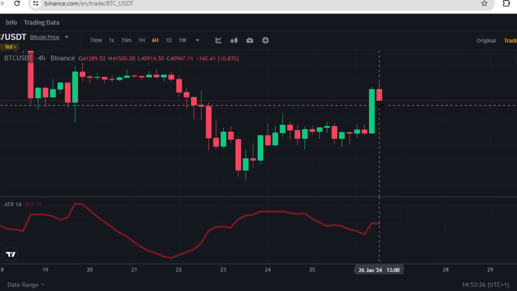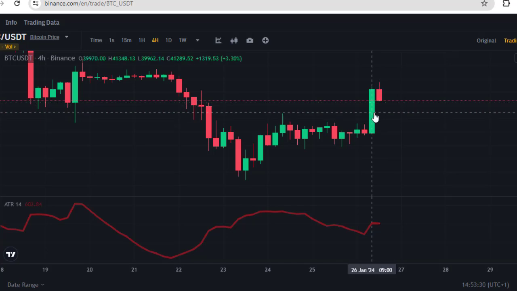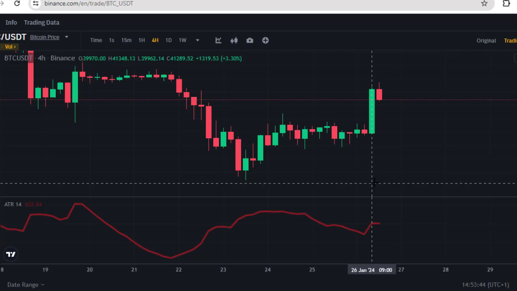So it takes into consideration the volatility of the market within a 4-hour window. So this is what you must understand. Don't use the ATR indicator for market direction. Don't use it for market direction. Rather, we use it to know how volatile the market is up and down.